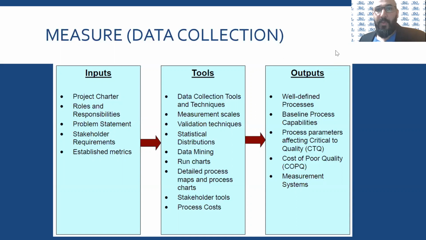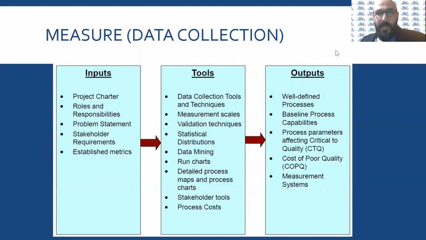Again, the input will be the project charter: the scope, the timeline, the resources, the budget. Second, we have to have the roles and responsibilities for your team. Third, you have to have a clear problem statement, exactly what the problem is, which could be identified by the process map or the flow chart. We talked about it in a previous video, and we also need to define what measures we're using in order to define the problem.